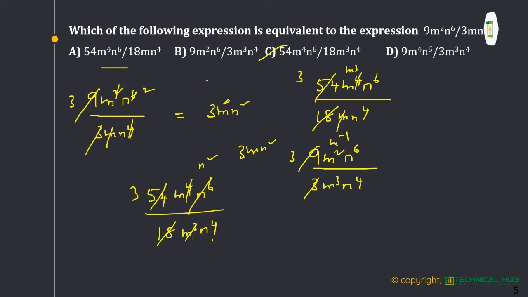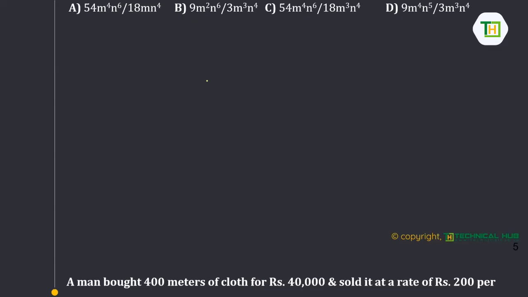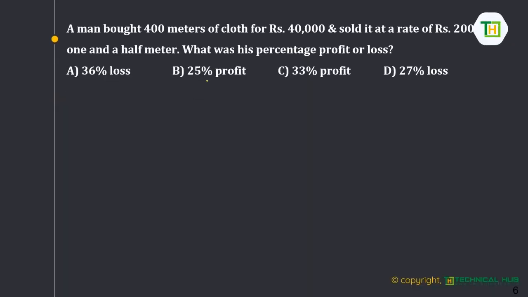This is a simplification question, a very easy question. Moving to the next question. I already explained this question in the test 6 or I think test 5. A man bought 400 meters of cloth for rupees 40,000 and sold it at the rate of 200 per 1.5 meter. What is his percentage of profit or loss? Give the answer for this question.